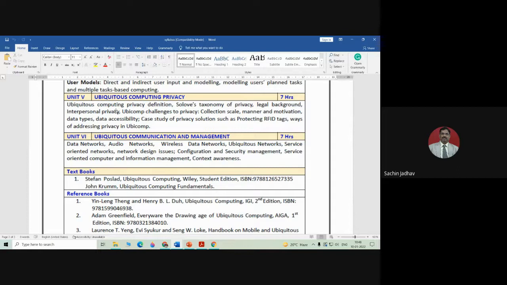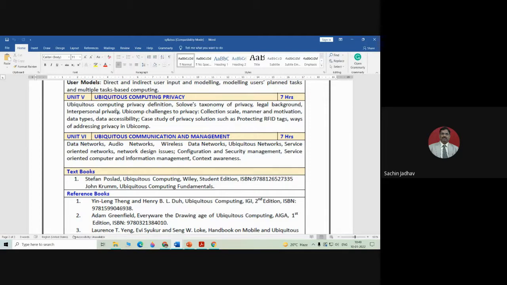Okay, so here we'll discuss one case study, that is protecting RFID tags, how to protect RFID tags by means of privacy, and ways of addressing privacies in UBICOM systems. We'll discuss in detail. This is unit number 5. Okay, now we'll discuss at last unit number 6.